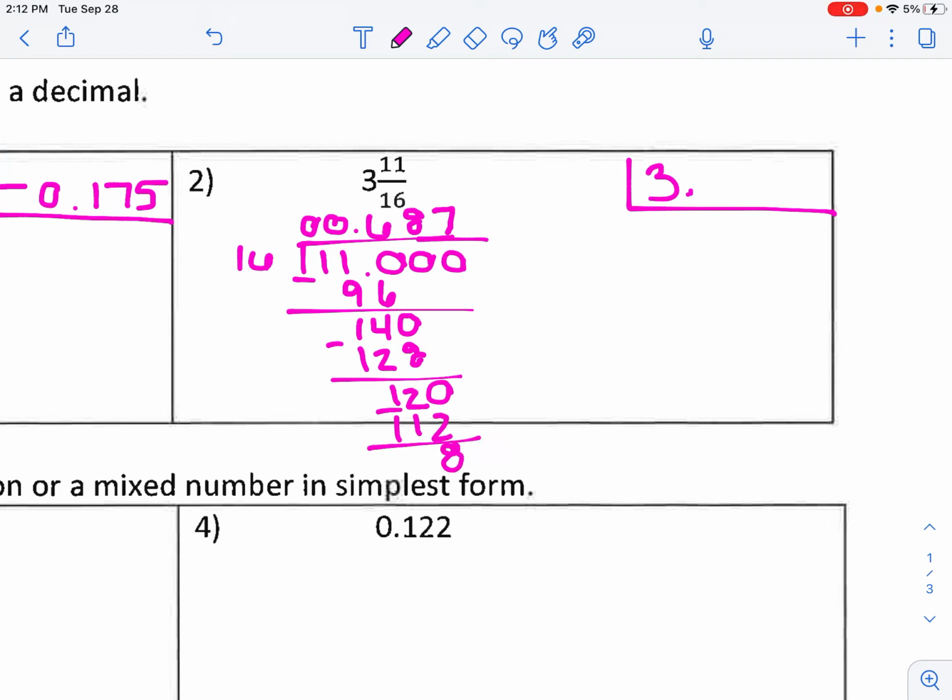Subtracting to get 8. If you get a remainder, you've got to keep adding zeros until you realize it's either going to terminate or repeat. And 16 times 5, woo, finally, is 80. All right, so 3 and 11/16 is equal to 3 and 6,875 ten-thousandths.